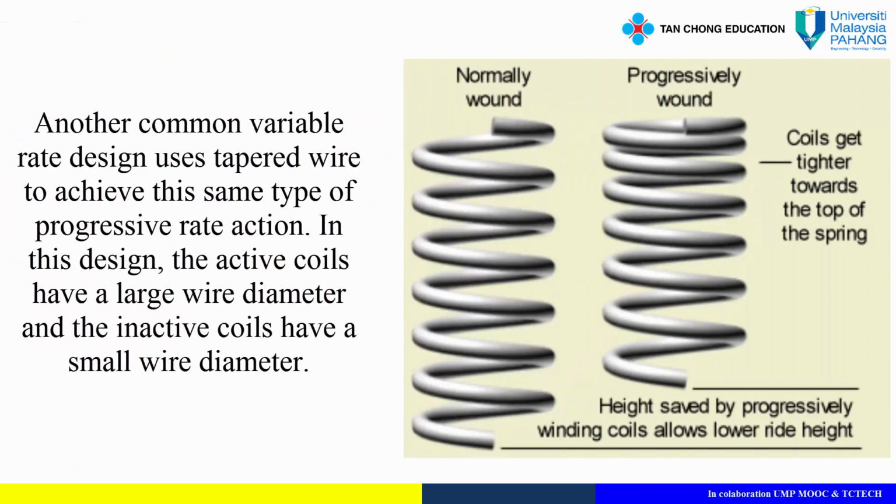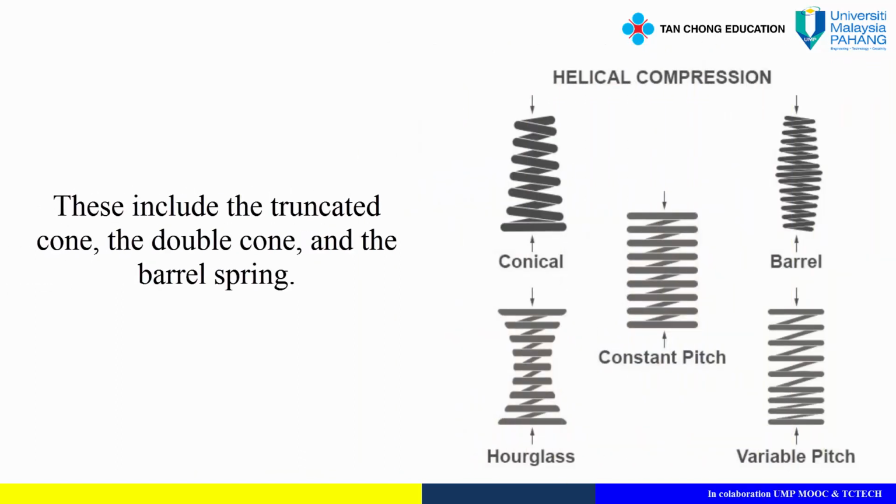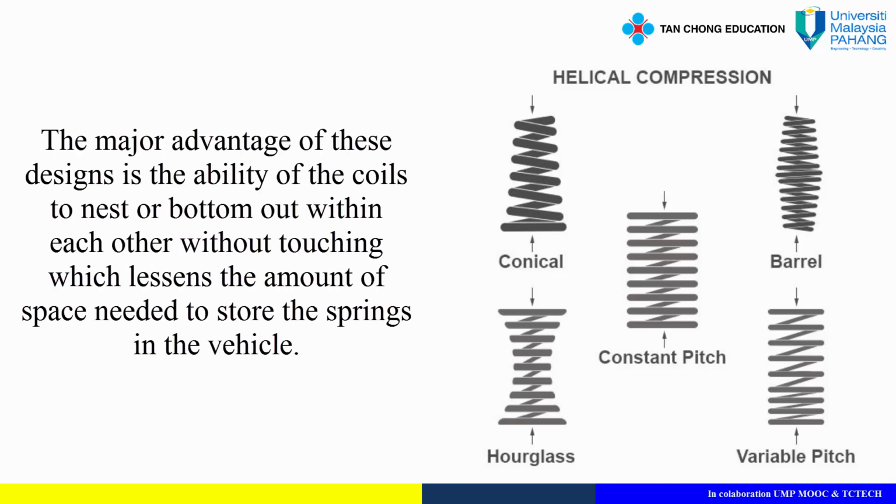Another common variable rate design uses tapered wire to achieve this same type of progressive rate action. In this design, the active coils have a large wire diameter, and the inactive coils have a small wire diameter. The latest designs of variable rate springs deviate from the old cylindrical shape. These include the truncated cone, the double cone, and the barrel spring. The major advantage of these designs is the ability of the coils to nest, or bottom out, within each other without touching, which lessens the amount of space needed to store the springs in the vehicle.